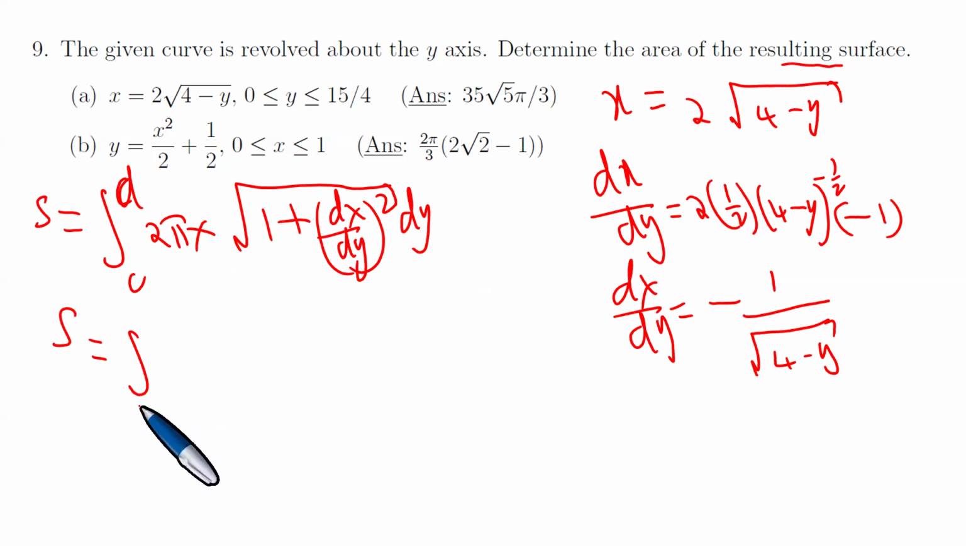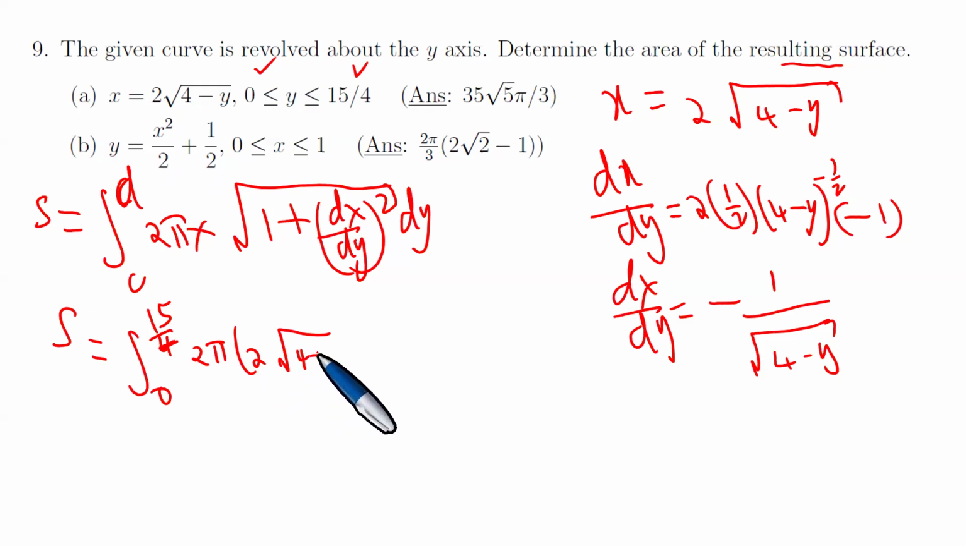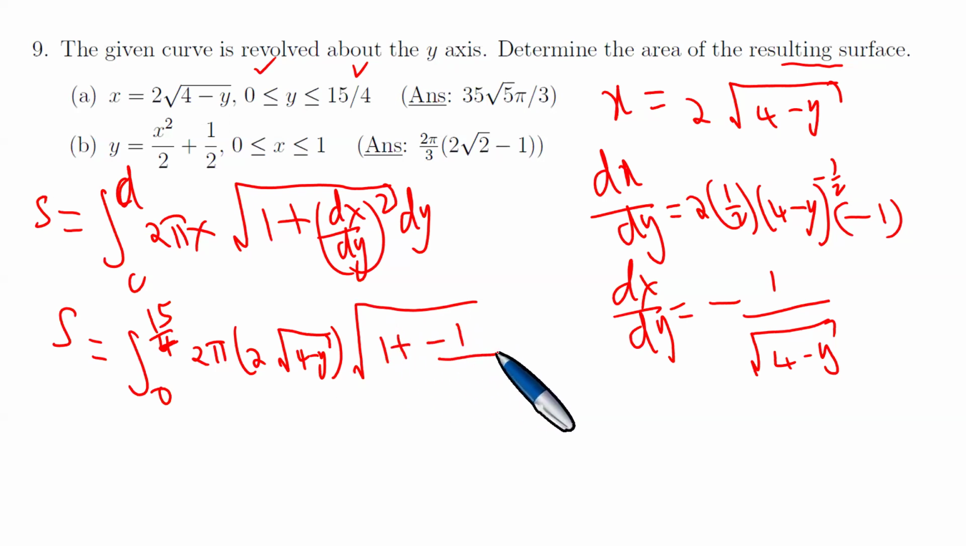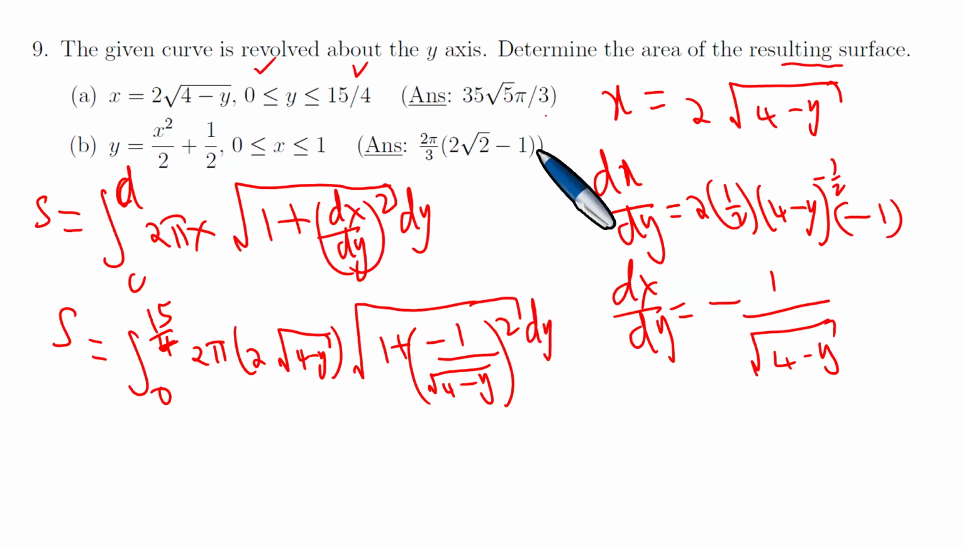The integral, right, so now obviously dy, then y is from 0 to 15/4. And then you have 2 pi x. What is x? x is 2 times the square root of 4 minus y. Then 1 plus dx/dy, which is -1 divided by the square root of 4 minus y, squared, dy.